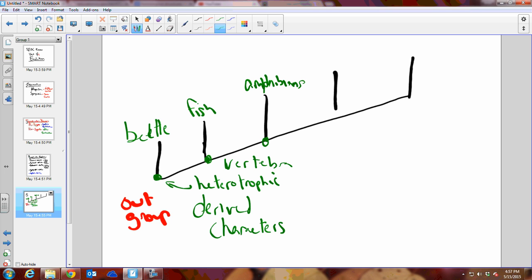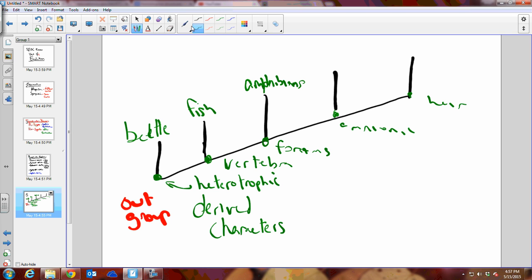And amphibians have forearms. All right, and then so forth. We can go for reptiles, we could go amniotic egg, and we could go hair for mammals, and so forth. But you can kind of see here. And so how do you use this?